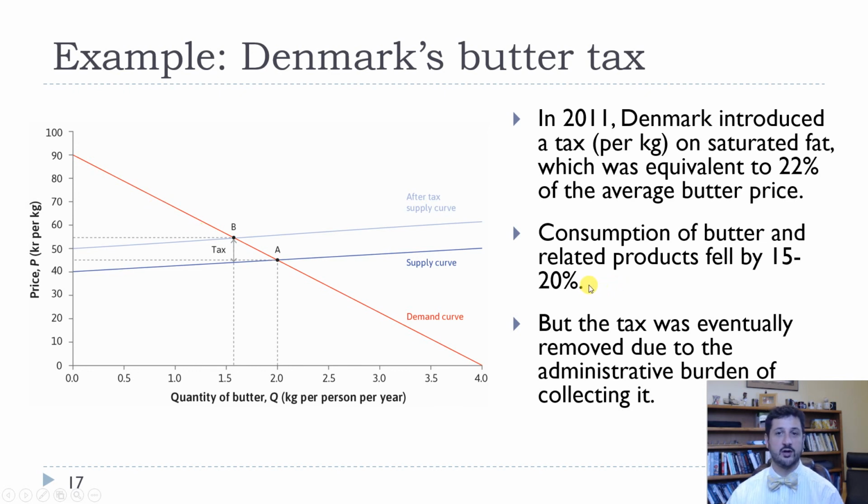And consumption of butter and the related products fell by 15 to 20%. And so that was really the goal of the tax, right? The goal of the tax was to get people to eat less saturated fat, in which case it was successful, although Denmark eventually decided to remove it because of the administrative burden of collecting it.